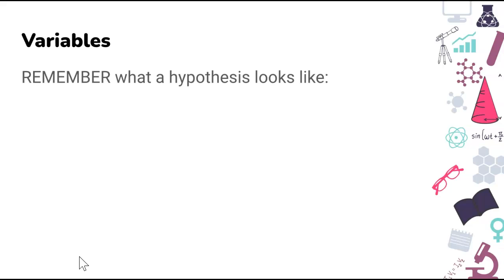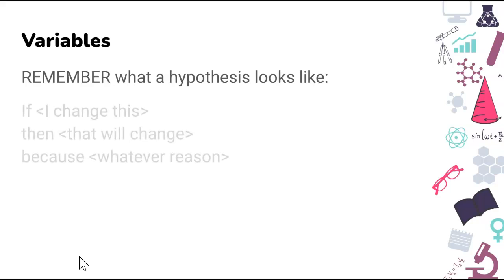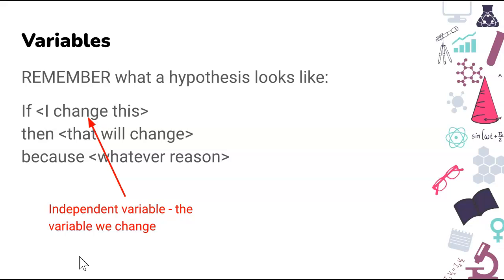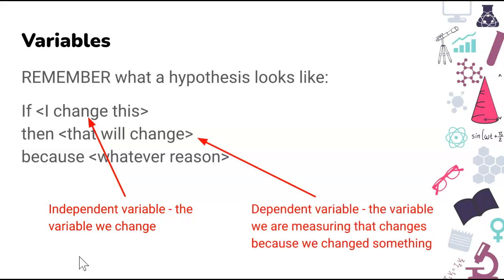Now, a reminder about what a hypothesis looks like. We've looked at so far. If I change this certain thing in an experiment, then something else will be changed because of it. All right. Now, if I change a particular thing, that is what is called the independent variable. In other words, that is the variable that I change. All right. So that is going to cause a change in some other variable. And that variable is called the dependent variable.